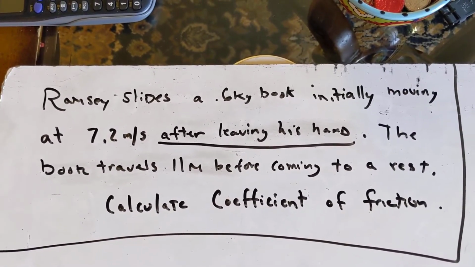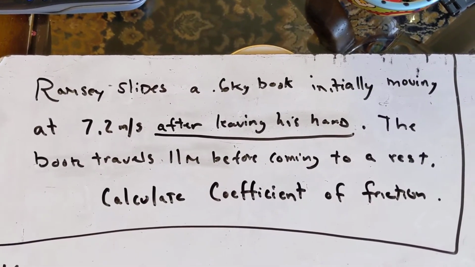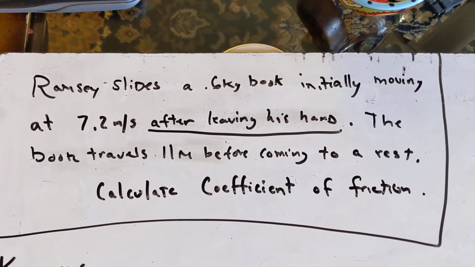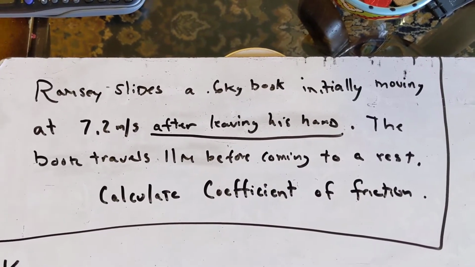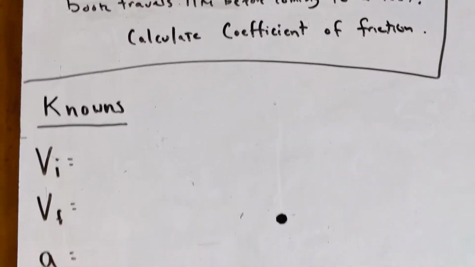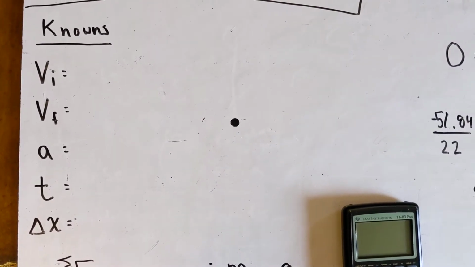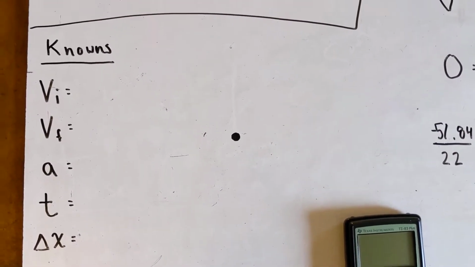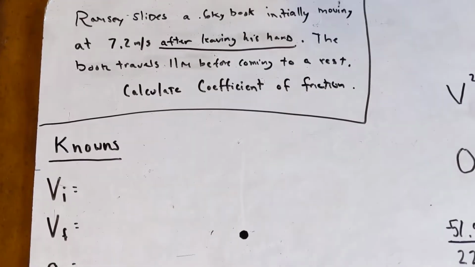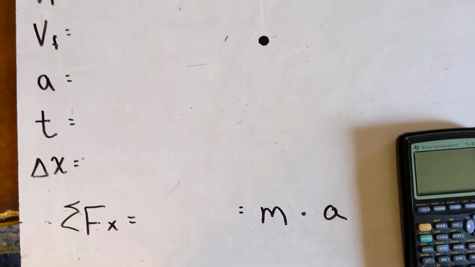For this question, Ramsey slides a 0.6 kilogram book, initially moving at 7.2 meters per second after leaving his hand. The book travels 11 meters before coming to a rest, and we're being asked to calculate the coefficient of friction. The first thing we want to do is list our knowns: initial velocity, final velocity, acceleration, time, and displacement. And we're going to make our force diagram and our net force equations. Since it's sliding across the ground, we're probably not going to have to deal with the sum of forces in the y direction, so I just listed x.